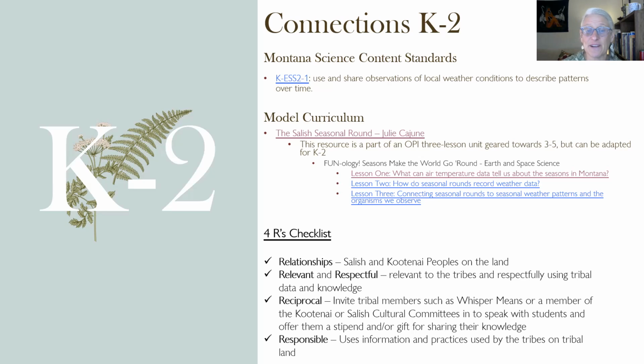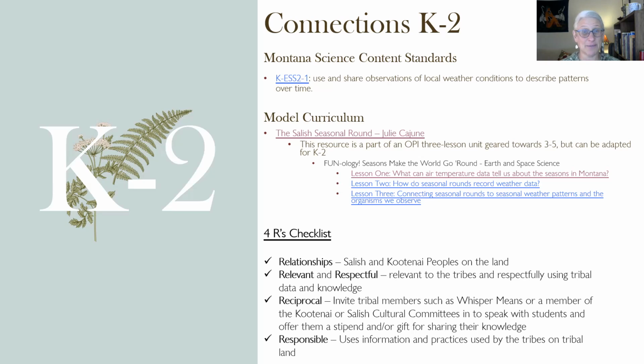Is it respectful and relevant? Yes. Incredibly so to where you're living in your neck of the woods. This is relevant to the tribes, and it's respectfully using tribal data and knowledge. Reciprocal. Well, how can we make it more reciprocal?